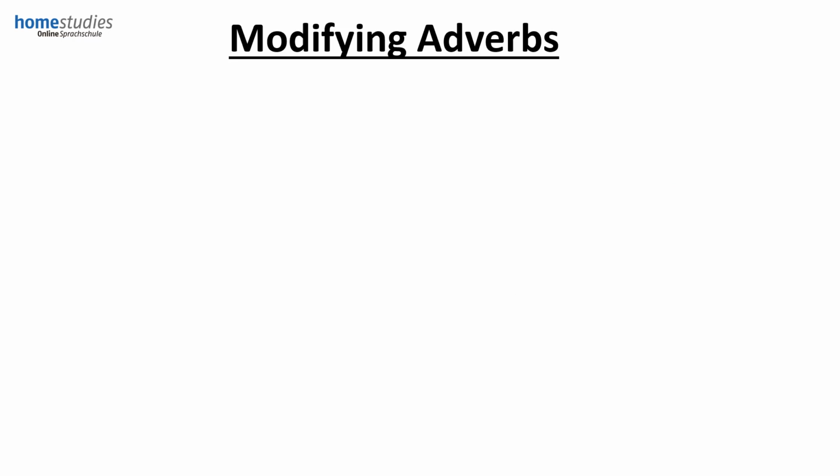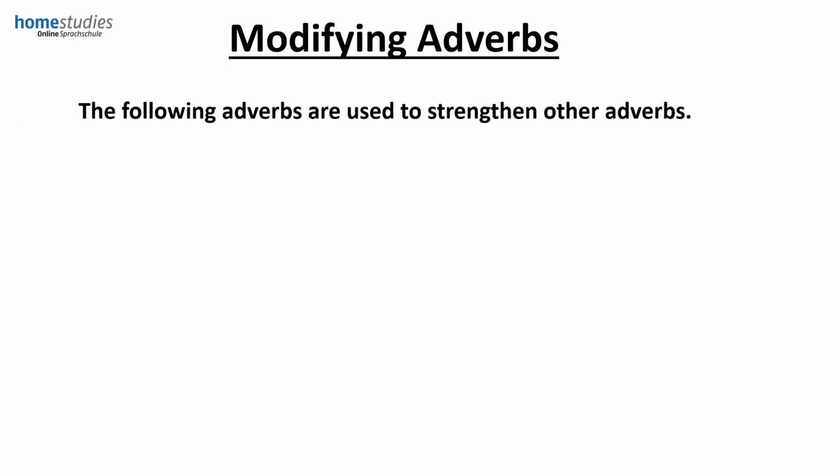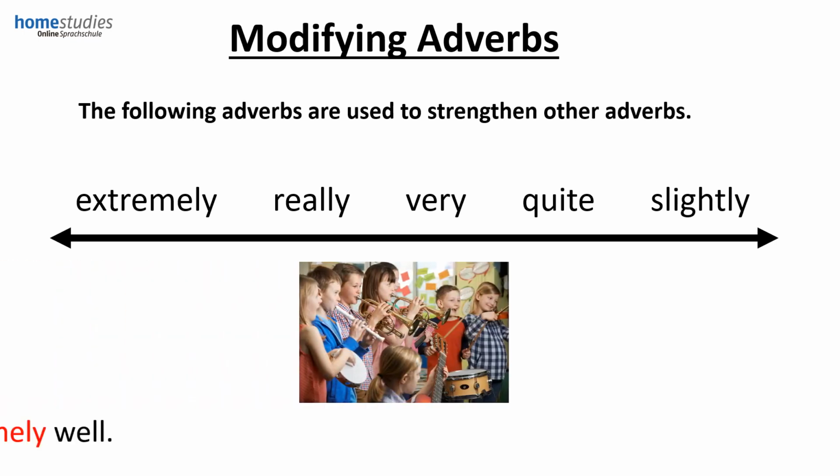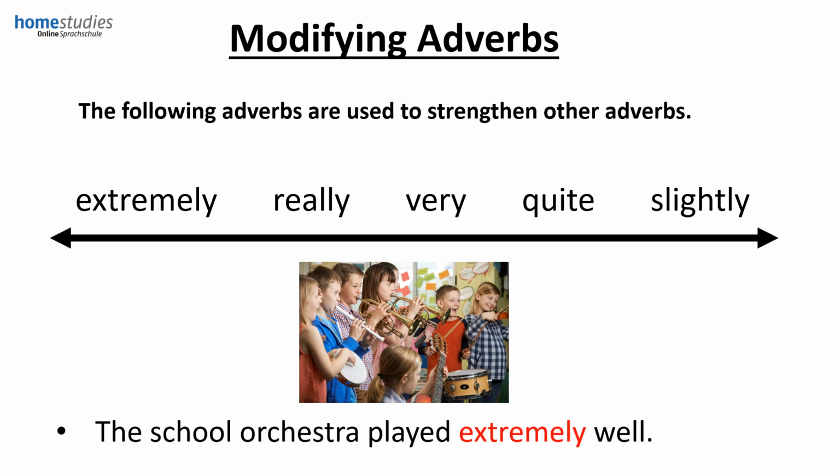Now, some adverbs have the job of modifying. The following are used to strengthen other adverbs, so they modify other adverbs. Here are some modifying adverbs. These are some common ones. Extremely, really, quite, very, slightly. Remember our school orchestra? So we could say the school orchestra played extremely well. This strengthens the adverb well. Not only did they play well, they played extremely well. Good for them.